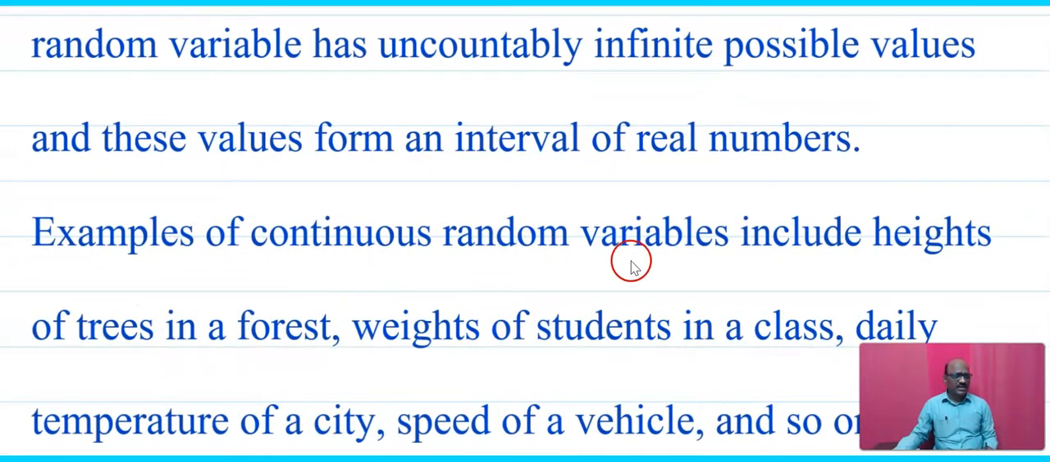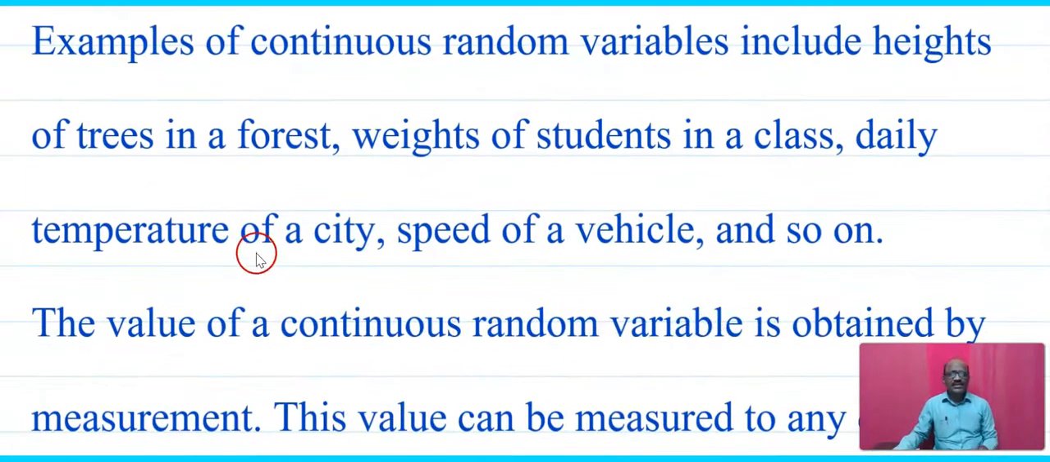Examples of continuous random variables include the heights of trees in a forest. It may vary from 1 meter to 10 meters, and they are continuous. That may be fraction and fraction and fraction. Other examples are the weight of a student in a class, daily temperature of a city, speed of a vehicle, and so on.